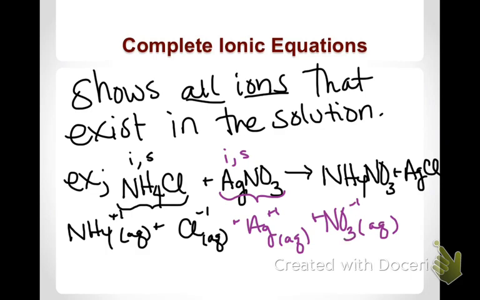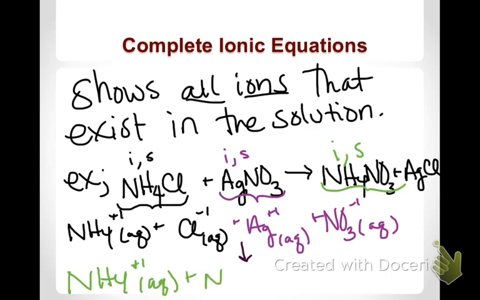There we go. Okay, so those are my reactants. Now, if I go down and do my products, I'm running out of room, so I'm going to go down instead of left to right. My products, I've got ammonium nitrate, this guy right here, ionic, and checking the solubility chart, soluble. So if I added that to water, I would get NH4 plus 1 aqueous and NO3 minus 1 aqueous.